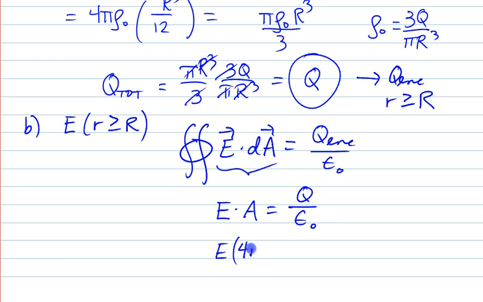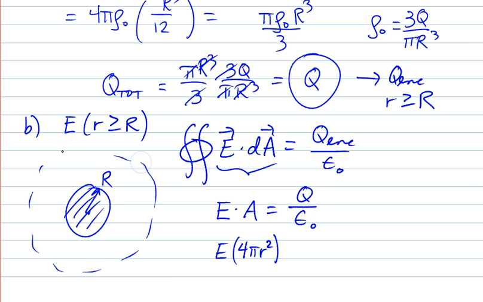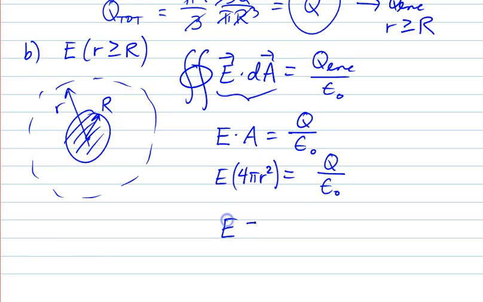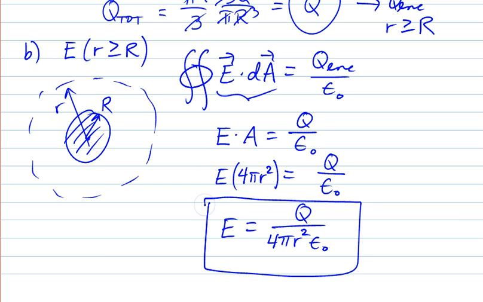So A is going to be 4 pi r squared of a Gaussian surface, which is going to be some sphere. So if this is our charge distribution contained within big R, and we want some value of little r which is beyond that, well, the only thing that matters for Gauss's law is the charge enclosed. So that's going to be Q over epsilon naught, and we get the very not so surprising result that it looks like the electric field from a point charge.